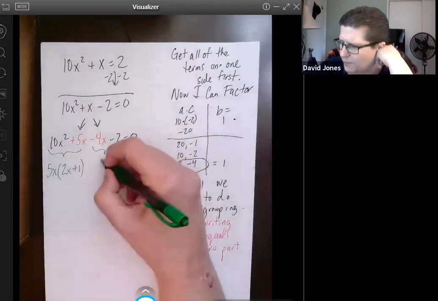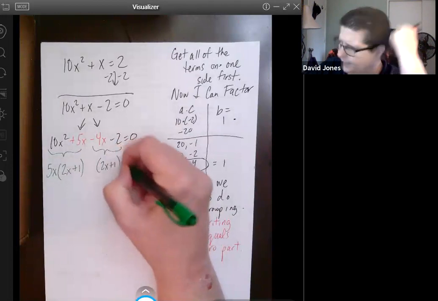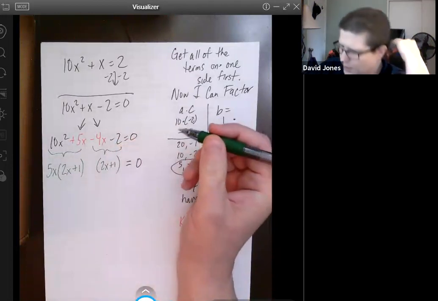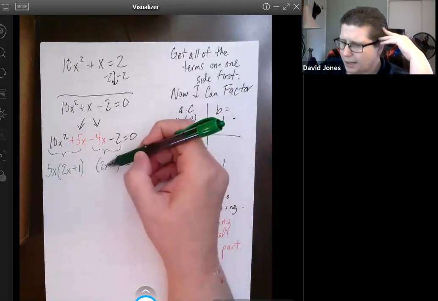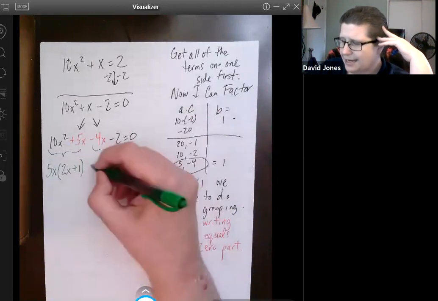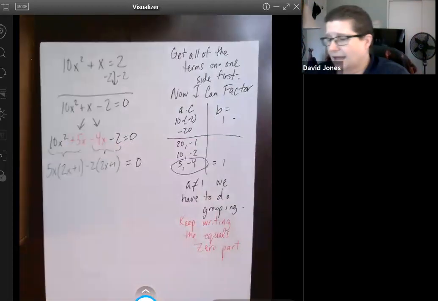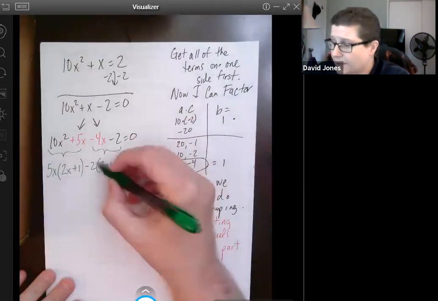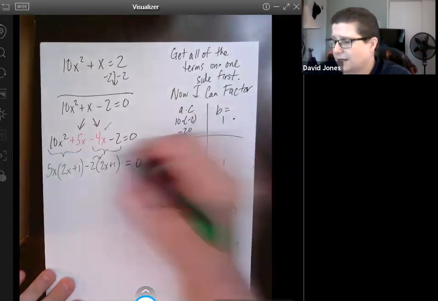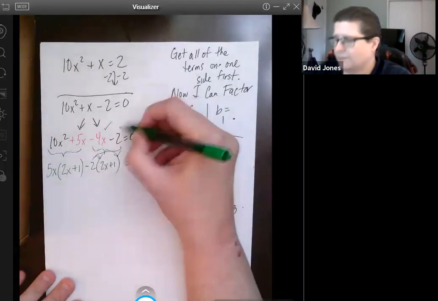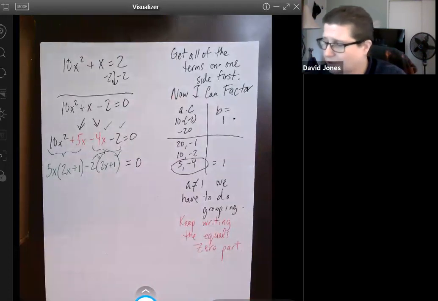Now, if I do this correctly, that should repeat. I should have that 2x plus 1 in parentheses again. What do I need to multiply 2x by to get -4x? I need a -2. And since I didn't just factor and get the 2x plus 1, I'm going to verify that it actually works. -2 times 2x does give me -4x. -2 times 1 does give me -2. So it did factor correctly that way.